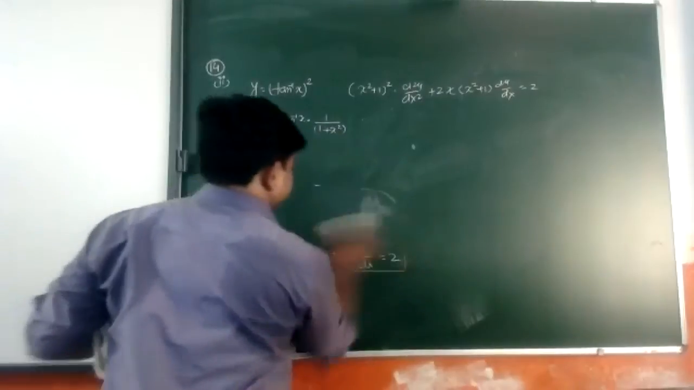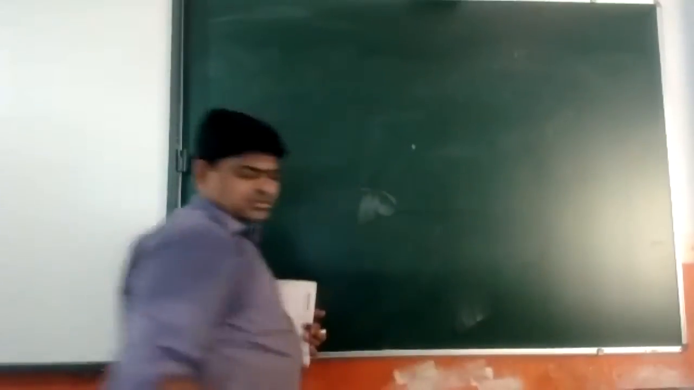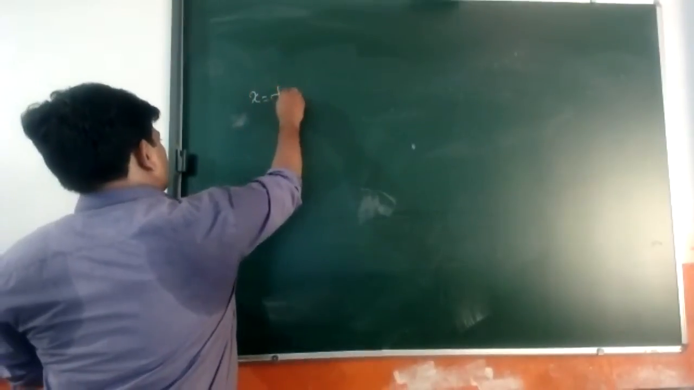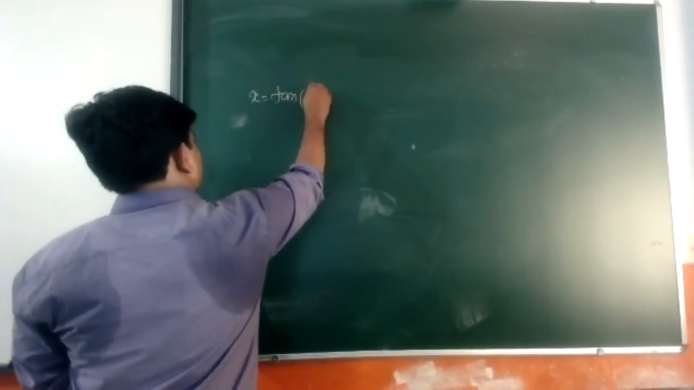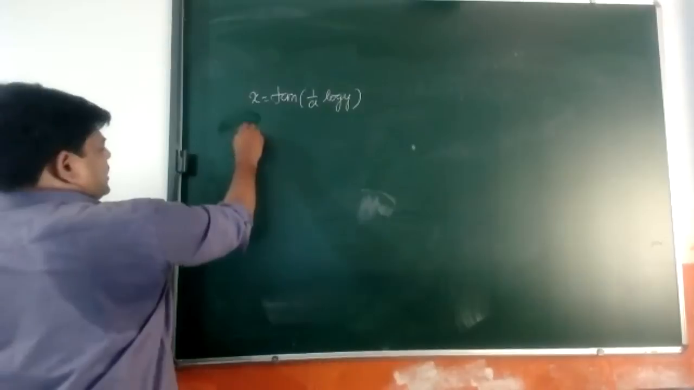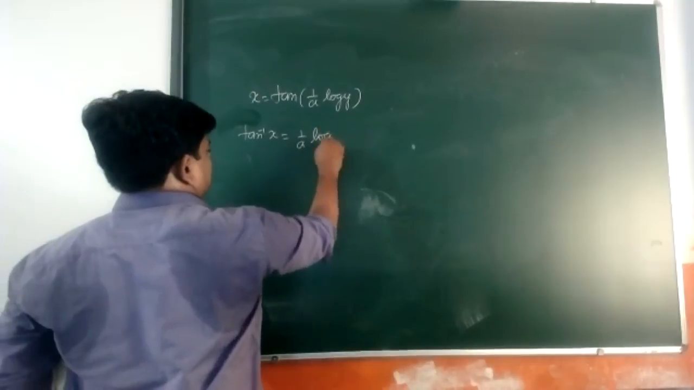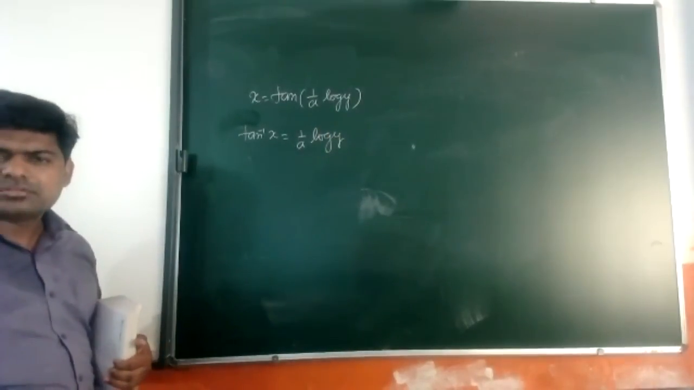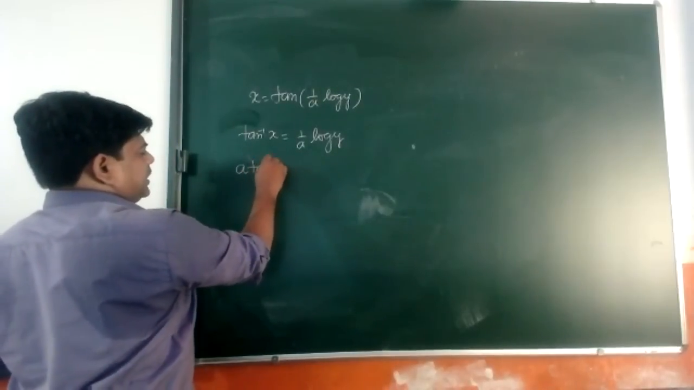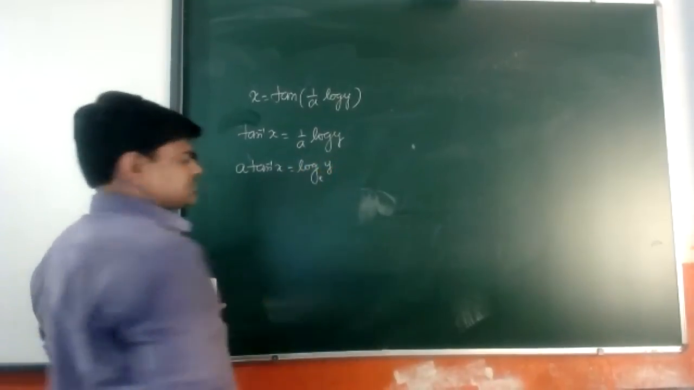See, actually it is given x is equal to tan of 1 upon a log y. What I am thinking is that it can be written as tan inverse x is equal to 1 upon a log y. Am I correct? If a is transposed here, I will get a tan inverse x is equal to log y, and nothing else is there, just the basic principle.